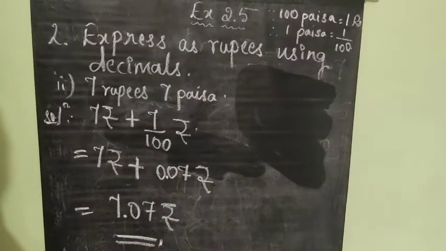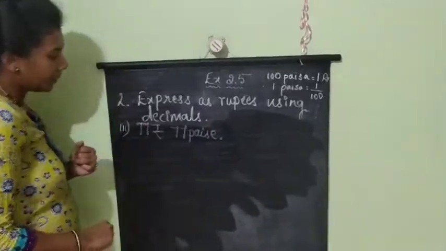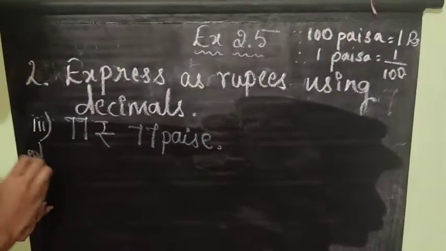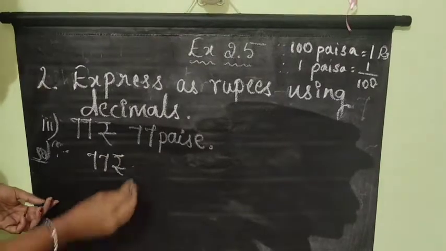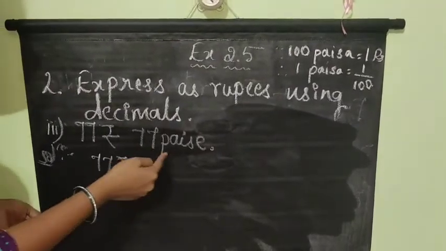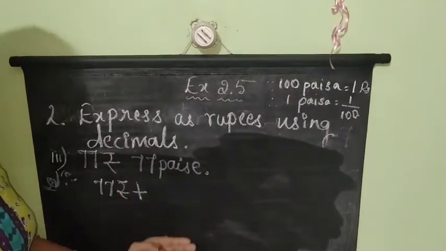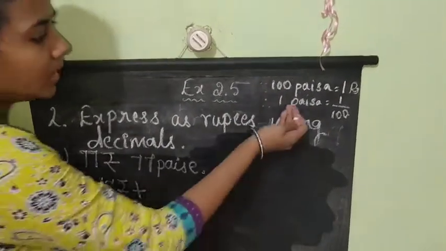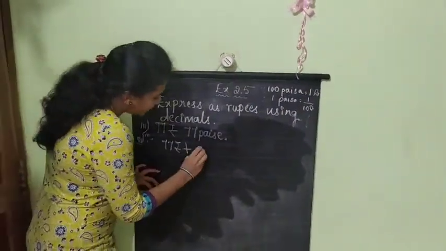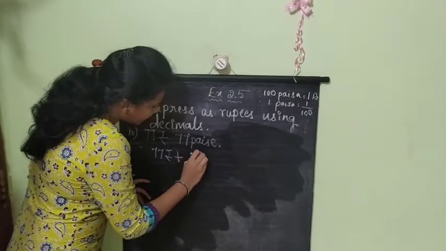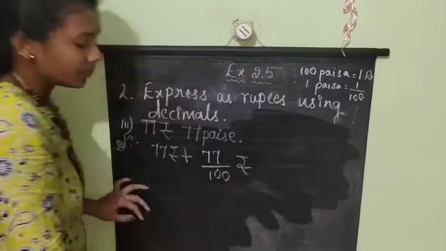We have a homework in this video. 77 rupees 77 paisa. Okay, so solution. 77 rupees, you keep it as it is, plus 77 paisa. So this paisa you have to convert into rupees now. You know that 1 paisa is equal to 1 divided by 100 rupees. So this 77 paisa can be written as 77 divided by 100 rupees.